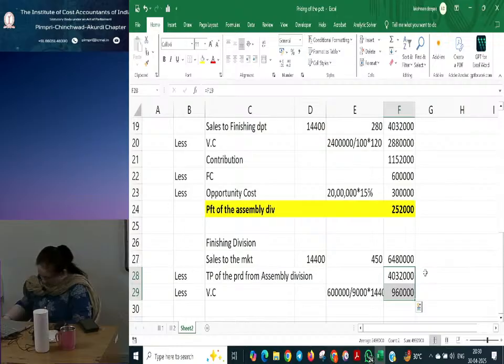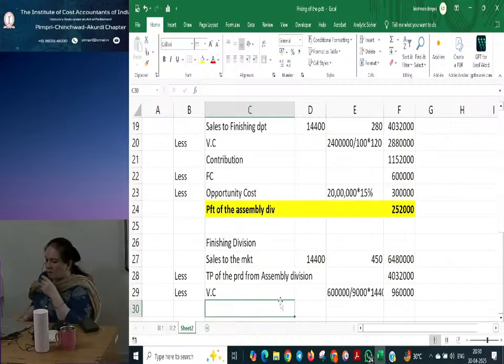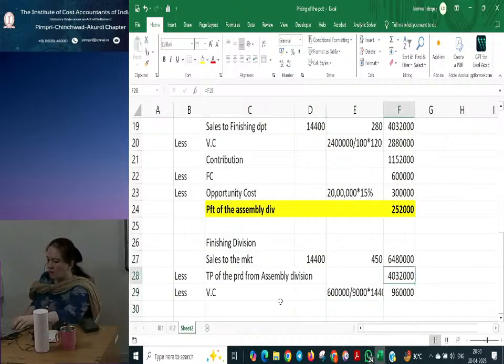Can be shown, which will involve advertisement expenses to the extent of 4 lakhs. Okay, advertisement expenses are also there, which is going to be 4 lakhs. And fixed cost will be 5 lakhs. 14,400 into 280.